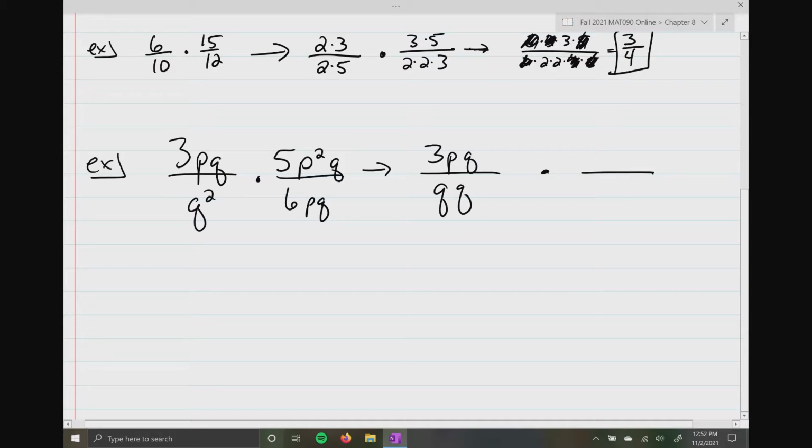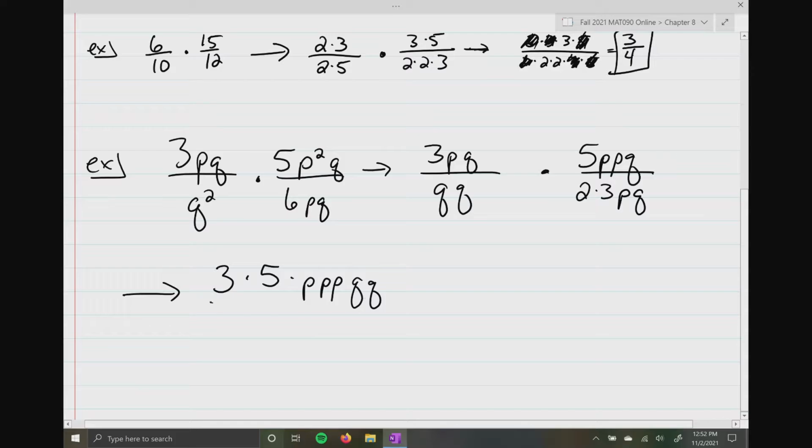Now, the second fraction, the 5 is a prime number, so it stays the same. Now you have p to the second, so I'm going to write 2 p's, and then I'm going to write a q. Now, in my denominator, that's 6. I can rewrite that as 2 times 3, and then pq. So now, I'm going to write one big numerator in order, just like I did in the previous two problems.